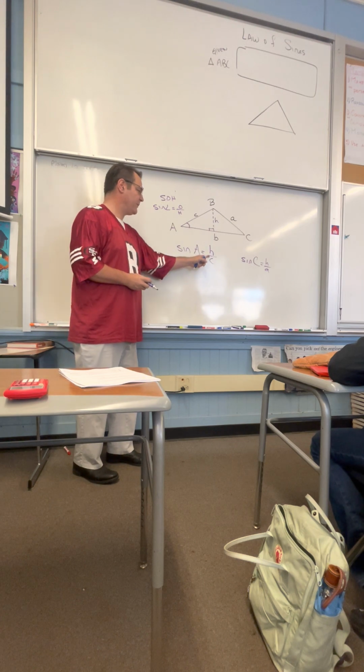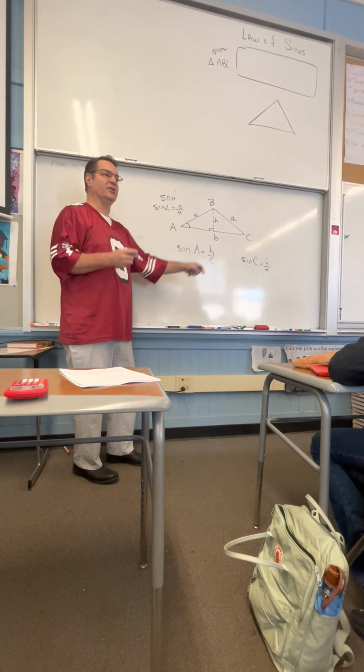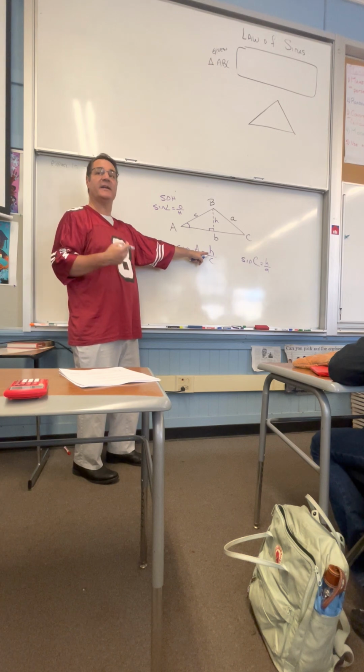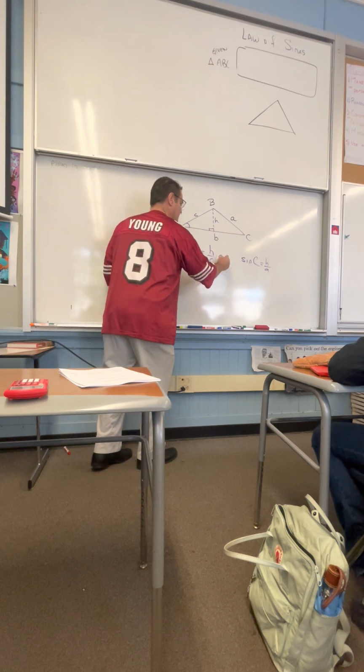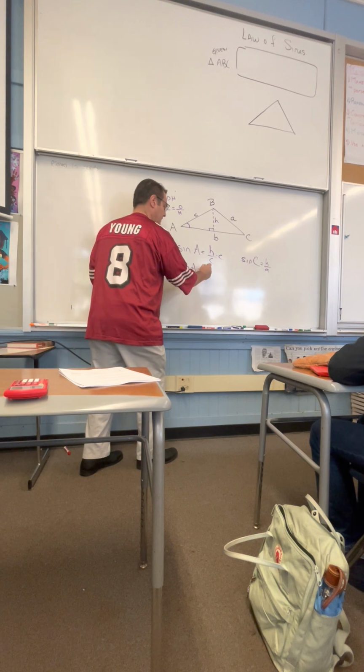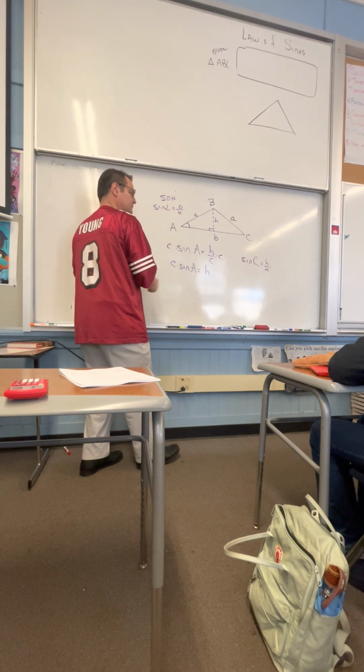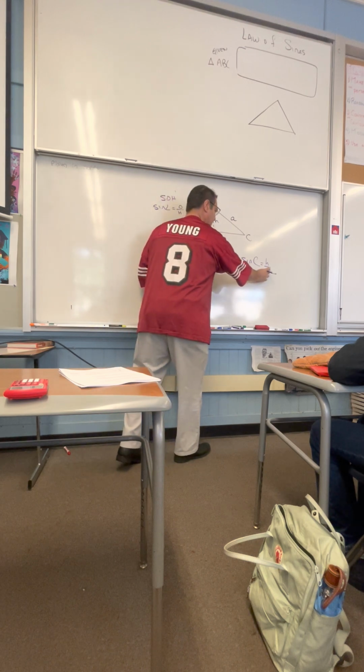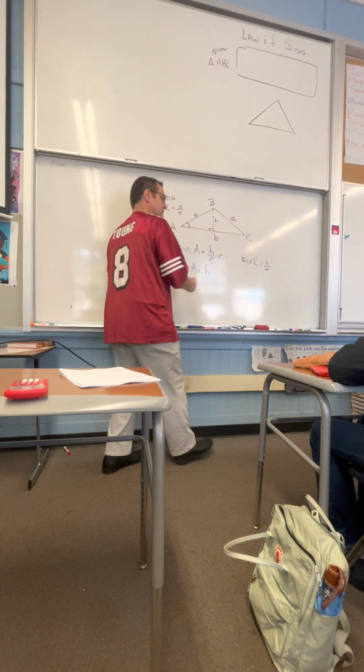Now, I'm going to solve both of these expressions for H. If I want to solve for H, right now it's being divided by C, so I'll multiply by C. That gives me that C times the sine of A is equal to H. What do I multiply by over here to get rid of the denominator? Multiply by A.